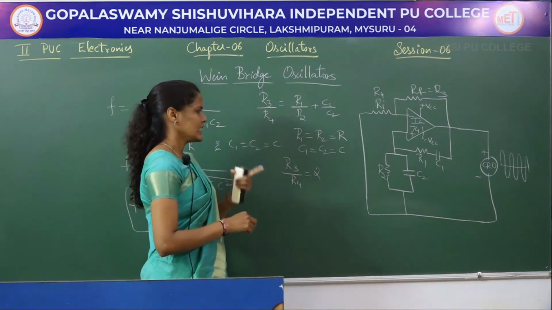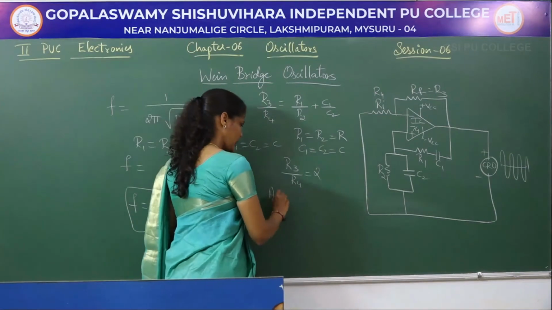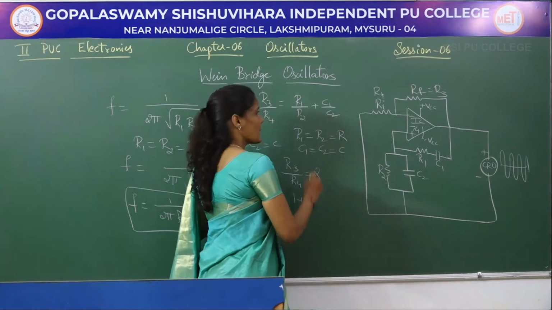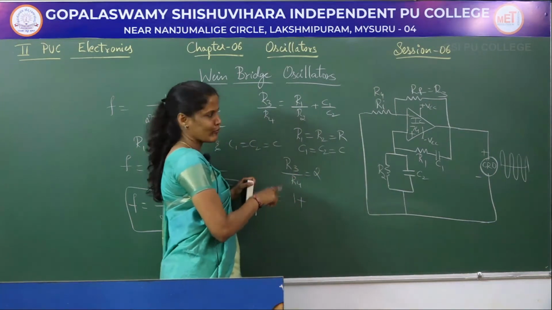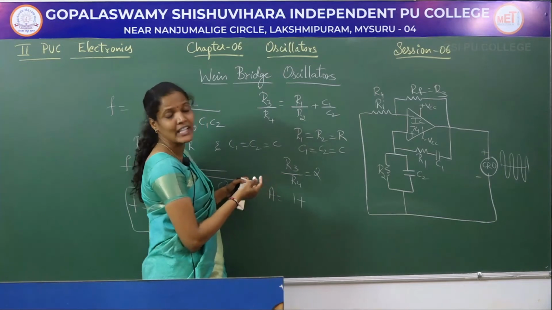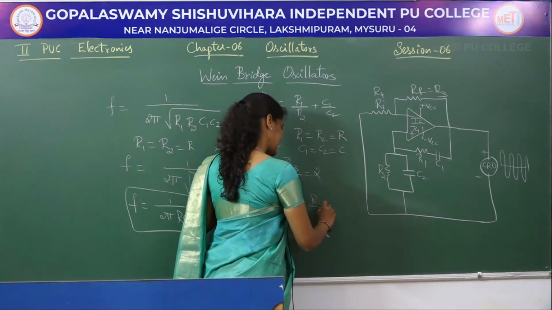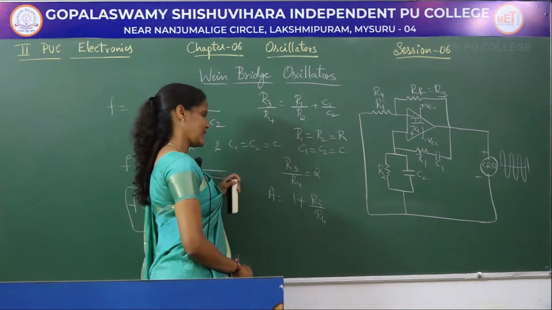But here the gain of the amplifier A will be equal to 1 plus Rf divided by Ri, but Rf divided by Ri is nothing but R3 divided by R4, because Rf is equal to R3 and Ri is equal to R4. So 1 plus R3 divided by R4 is nothing but the gain of a non-inverting operational amplifier.